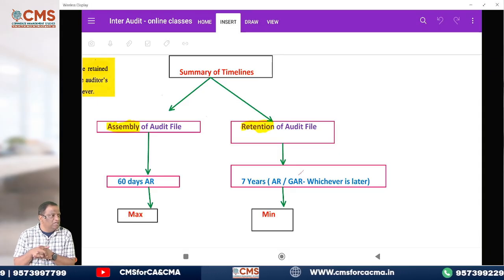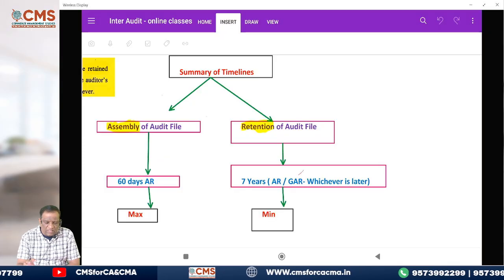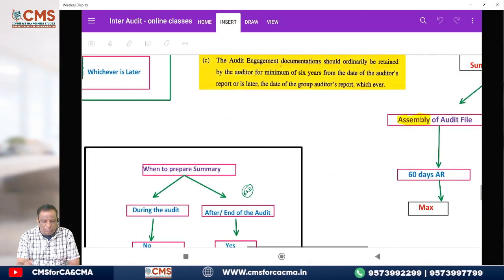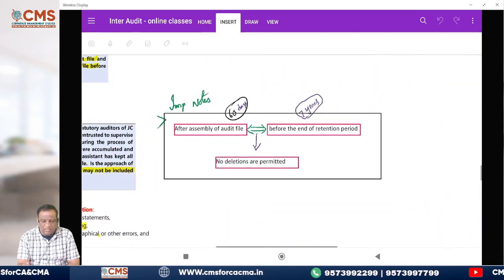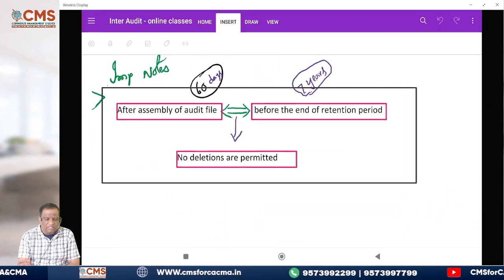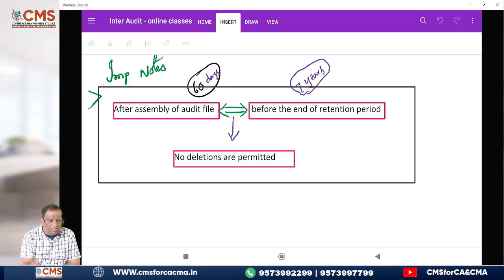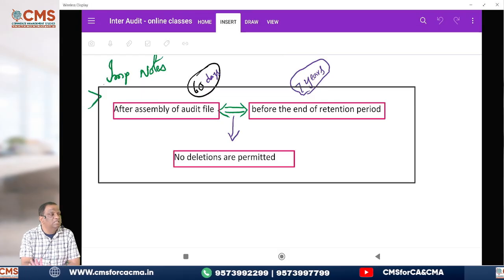So this 7 years is the minimum period which I have to retain it. So one is the assembly and the second one is the retention period. Then comes the question, what can I do in this retention period? 60 days is for assembly and 7 years for retention. But in the meantime, what I am not supposed to do? No deletions are permitted.